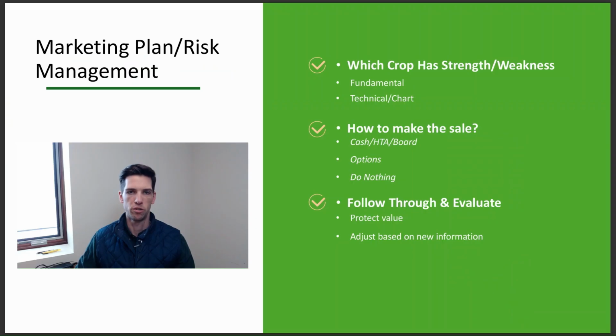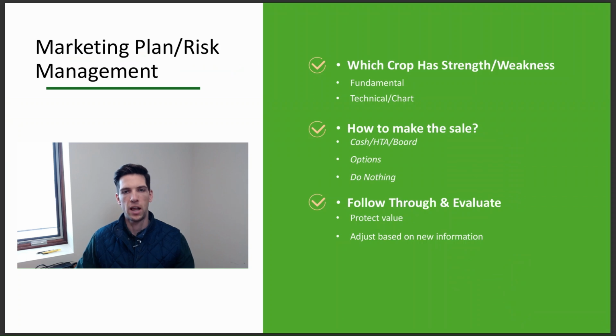So how we determine our marketing plan is, first off, we look at kind of the crop scenario. So let's just take corn and beans here for now. What are the fundamental reasons to maybe be more aggressive on beans compared to, say, corn? What are the charts telling us, or some of the technical setups out here? Then we also want to consider, how do we make the sale? How much are we going to allocate to just cash sales when we get to values we want to protect?